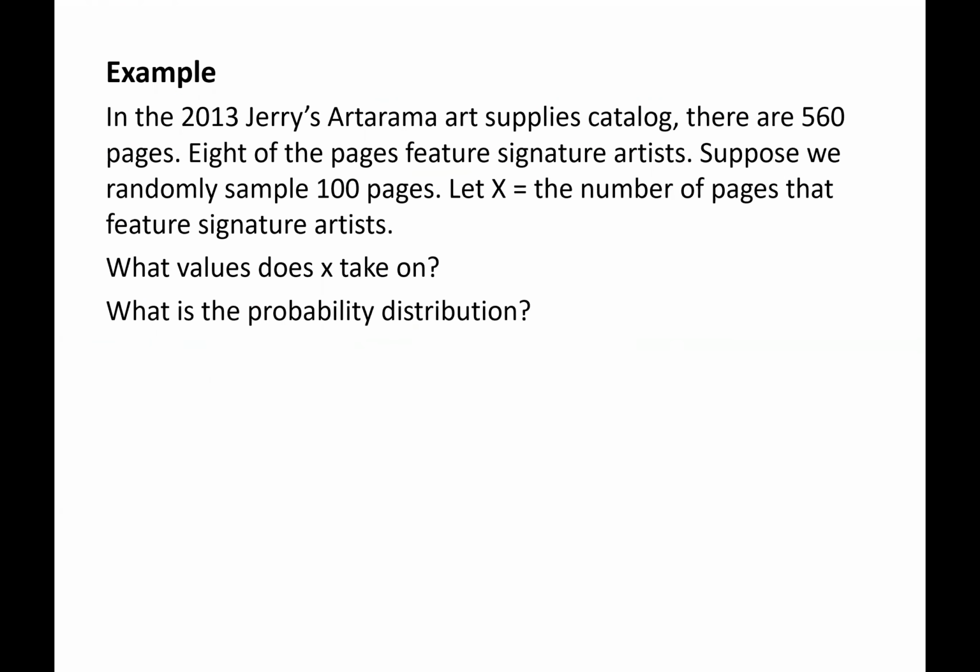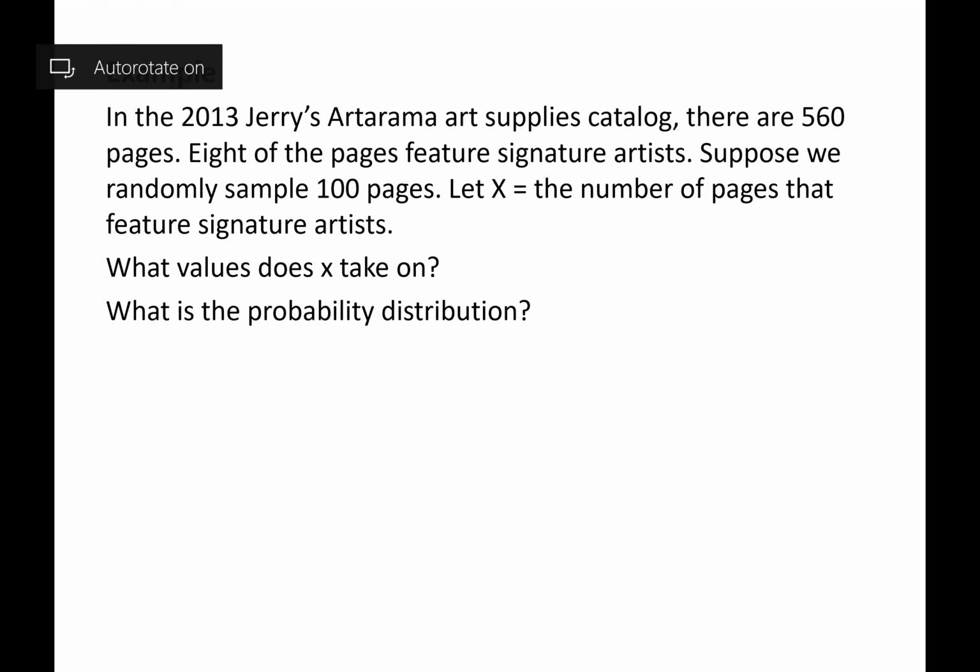All right, let's look at another example. In the 2013 Jerry's Artorama Art Supplies catalog, there are 560 pages. 8 of the pages feature signature artists. Suppose we randomly sample 100 pages. Let X, the random variable, be the number of pages that feature signature artists. What values does our random variable take on? And what is the probability distribution?